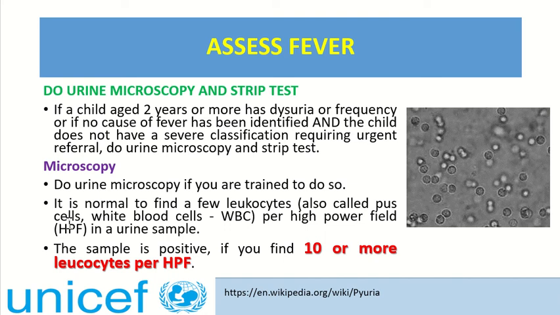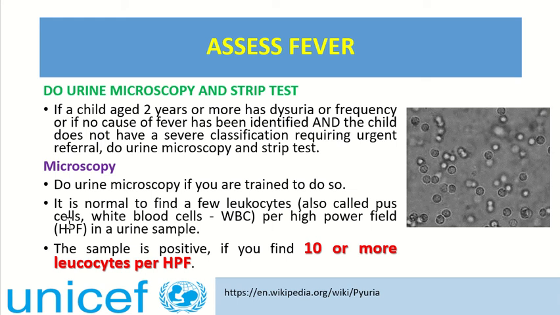Do urine microscopy and strep test. As we mentioned before, if the child aged 2 years or more has dysuria or frequency, or if no cause of fever has been identified and the child doesn't have a severe classification requiring urgent referral, do urine microscopy and strep test.